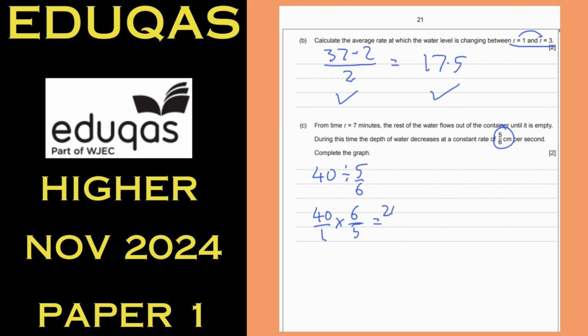Top times top. Bottom times bottom. This does cancel. 5s does go into 240. Feel free to use the bus stop method if you want, but it's 48 minutes.